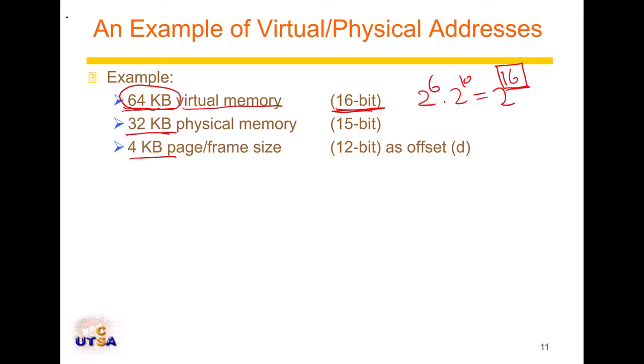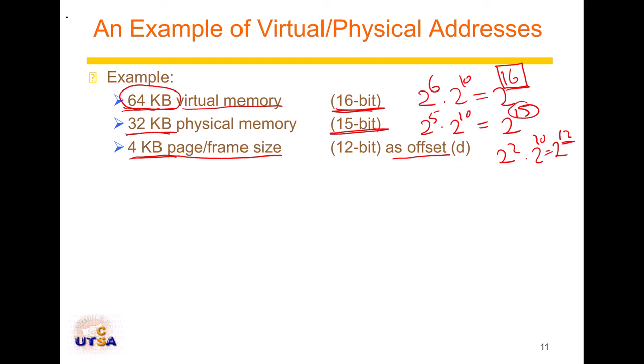Similarly, for 32 kilobytes, 32 is 2 to the power 5 and kilo means 2 to the power 10, so that means 2 to the power 15. So these 15 bits are the number of bits needed for physical addresses. And similarly for 4 kilobytes, 4 is 2 to the power 2, kilo is 2 to the power 10, so it is 2 to the power 12. So these 12 bits are needed to address every byte within a frame, which, if you remember, was the number of bits for your offset.